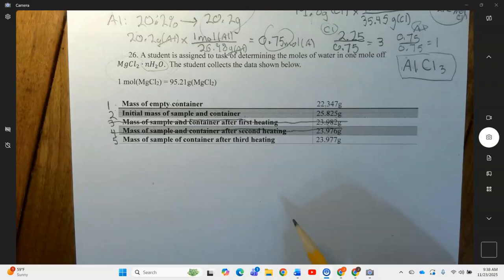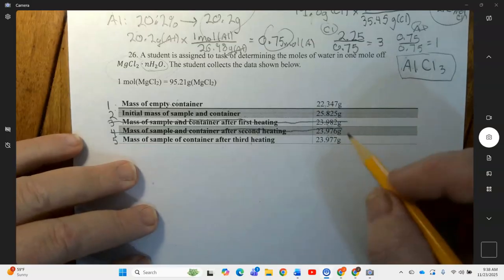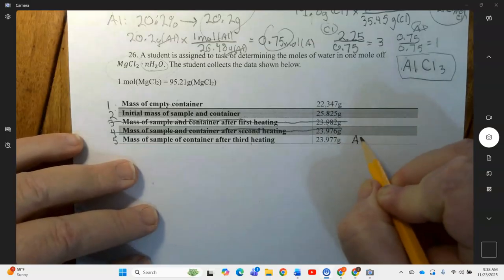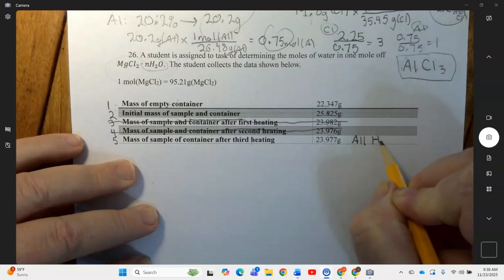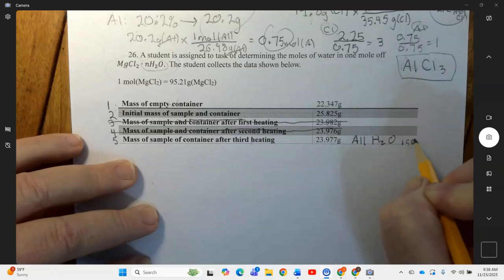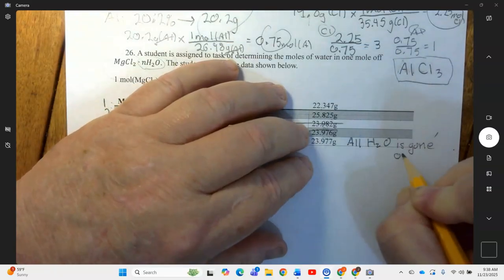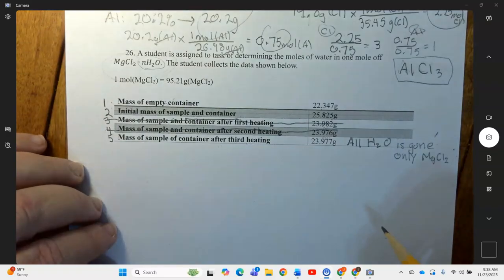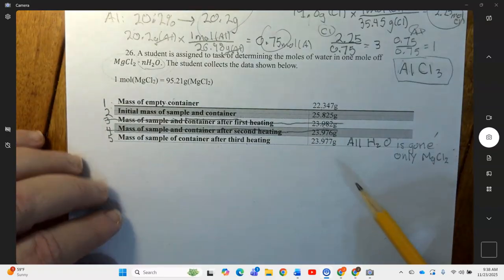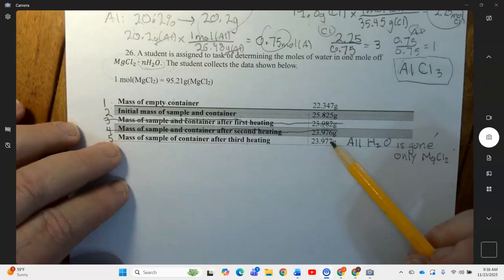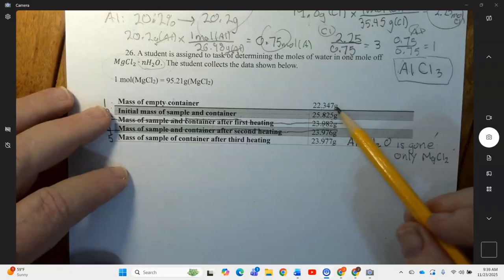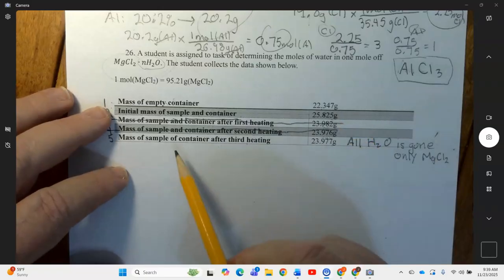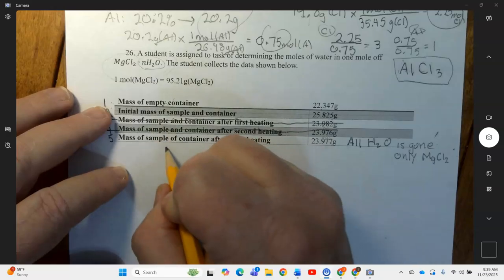Well, if we take the mass of the sample container after the third heating, that means all the water, you can write this down as a note, all H2O is gone, and you have only MgCl2. Okay, so what we need to do then is take the mass of the sample container after the third heating and the mass of the sample in the container. So this is really sample minus H2O.